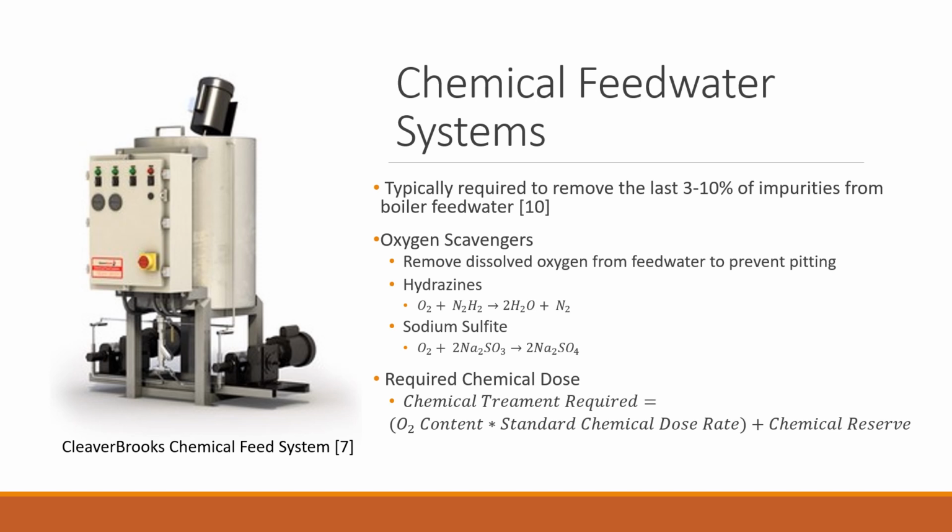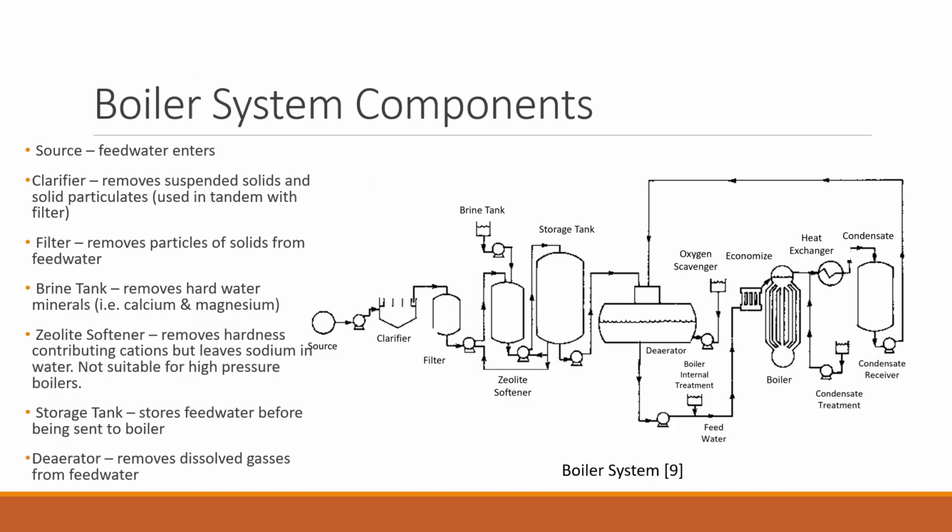To determine your required chemical dose, you take your oxygen content times your standard chemical dose rate, which differs based on the chemical being used, and then you add a chemical reserve. This chemical reserve ensures that you're never too short on this chemical and that all of the dissolved oxygen is going to be removed.